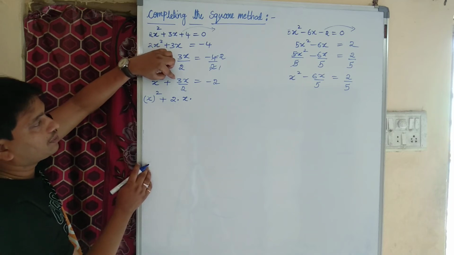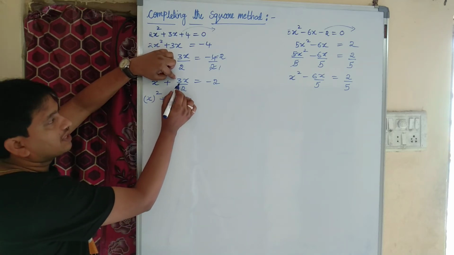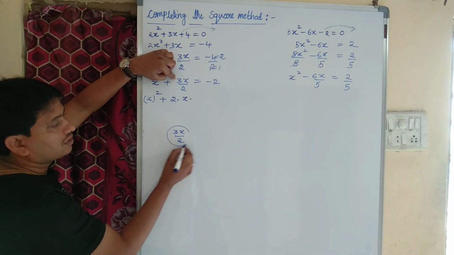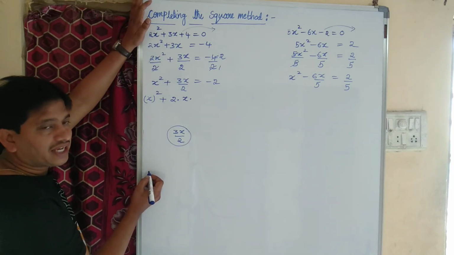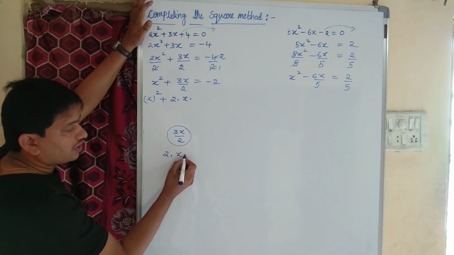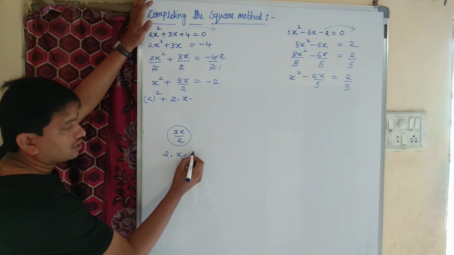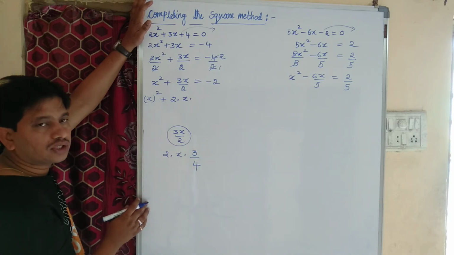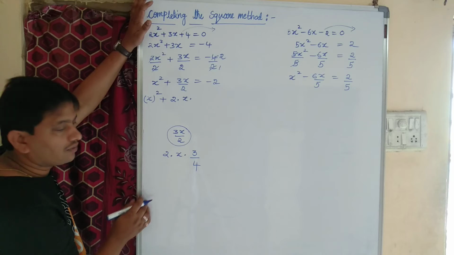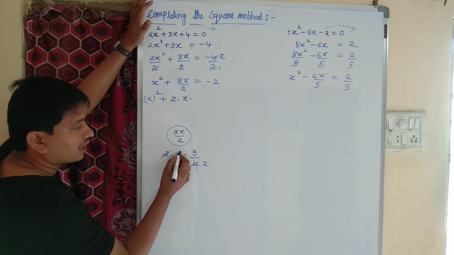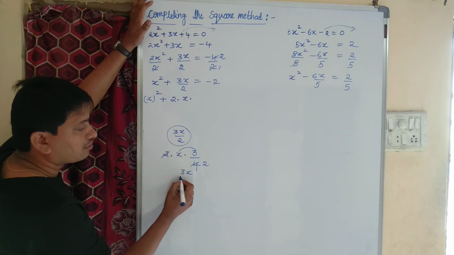Students, if you observe properly, actually we have 3x by 2. How to write 3x by 2? We have 2 as the value of a is x. Now as the value of b, I am writing 3 by 4, children. Why should I write 3 by 4? Because if I cancel, 2 ones are 2, 2 twos are 4, again I will get 3 into x, 3x by 2.